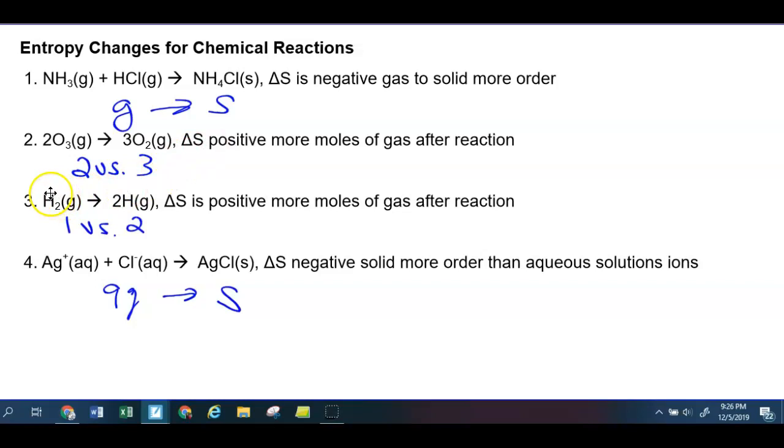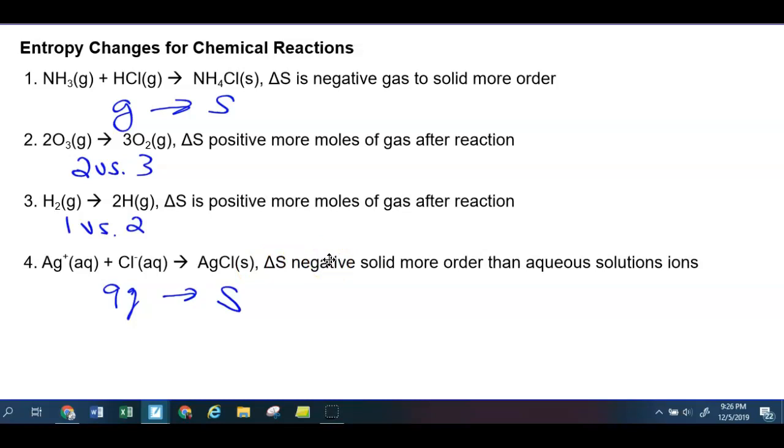In example 3, there's no clear change in state. I have 1 mole of gas going to 2 moles of gas. Remember, this number out in front tells us how many moles something has. So delta S is positive because there are more moles of gas as products. And then here we have an aqueous going to a solid. This is an example of a precipitation reaction. So delta S is negative.